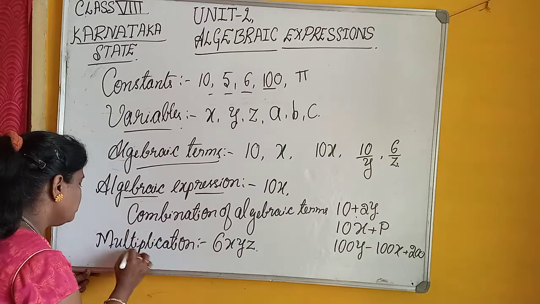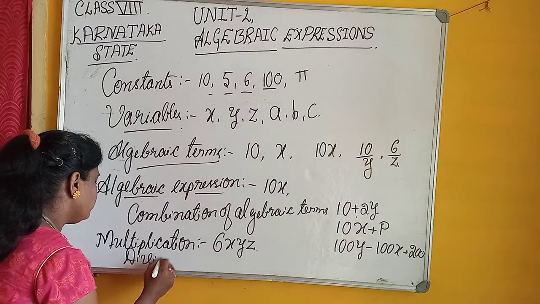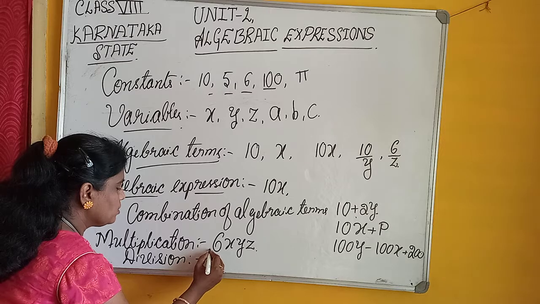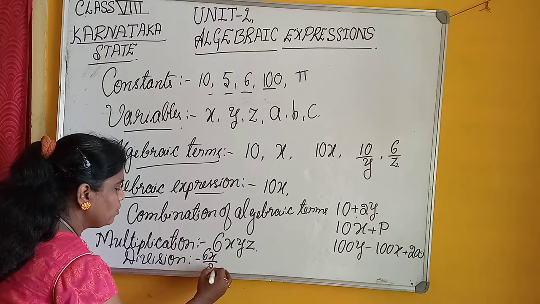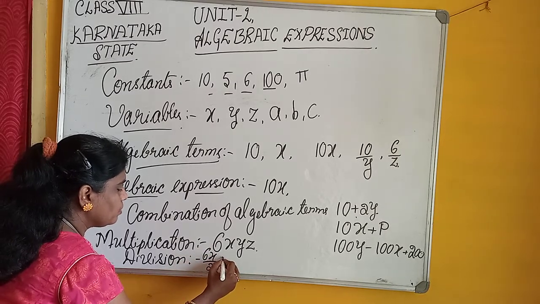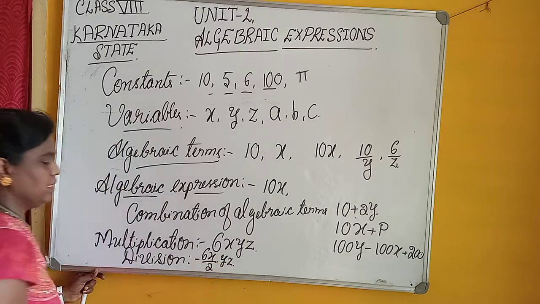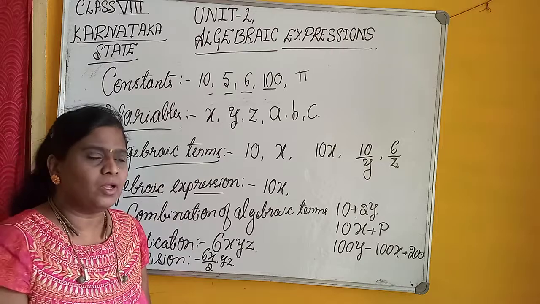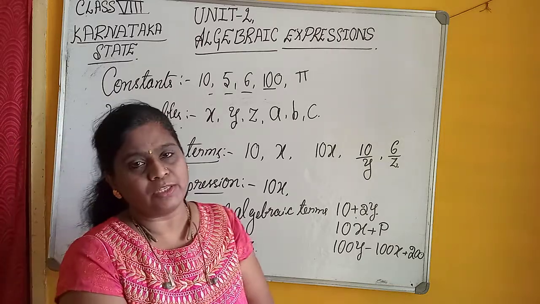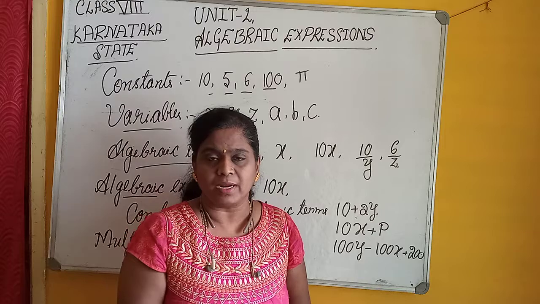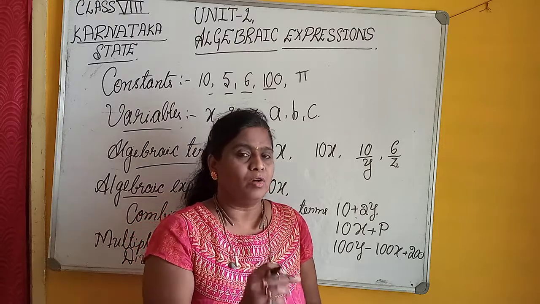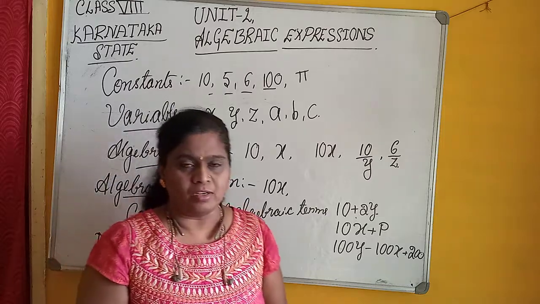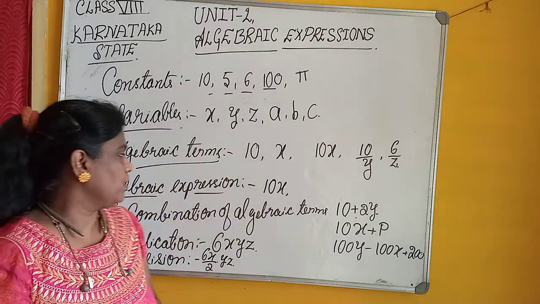Under division, like this, 6x by 2yz, like this. Understood? An algebraic expression is an algebraic term or a combination of two algebraic terms with addition or subtraction symbols, or a combination of algebraic terms with multiplication and division. Understood? What are algebraic expressions?